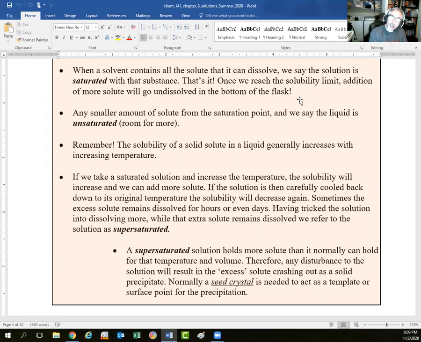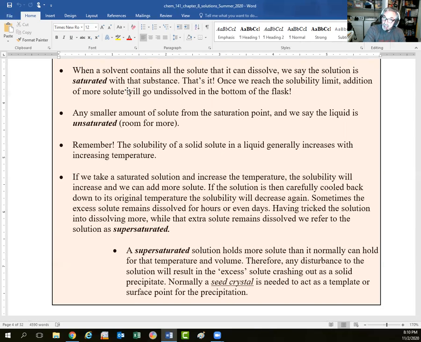Now, depending on how much solute is in solution compared to the solubility limit, we get a couple of different names for the solution. If the solution has an amount of solute below its solubility limit, we say the solution is unsaturated because there's room for more to be added. Once we reach that solubility limit and we can't dissolve any more solute, we say the solution is saturated. A saturated solution has dissolved all the solute it's capable of dissolving.